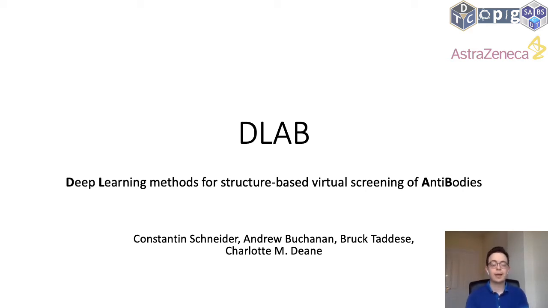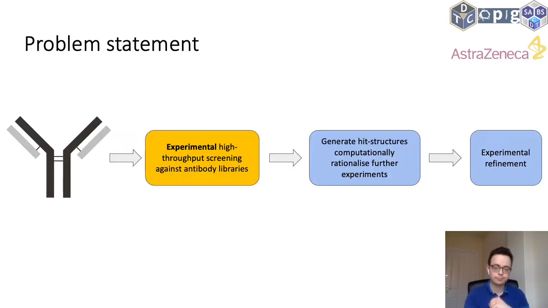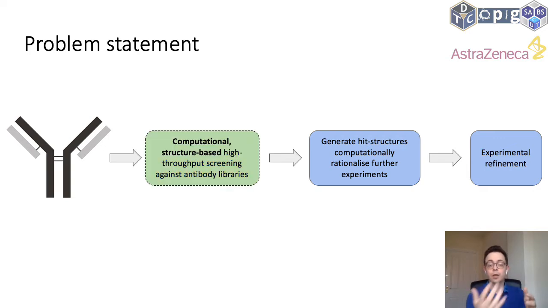My name is Constantin Schneider, and today I'm going to present some recent work that we've been doing in the Oxford Protein Informatics group in collaboration with researchers at AstraZeneca on deep learning methods for structure-based virtual screening of antibodies. To just briefly set the scene, our work aims at supplementing the early stage of antibody drug discovery, which is mainly conducted using experimental high throughput screens against antibody libraries. Our work then aims to supplement this stage using computational structure-based high throughput screening tools.